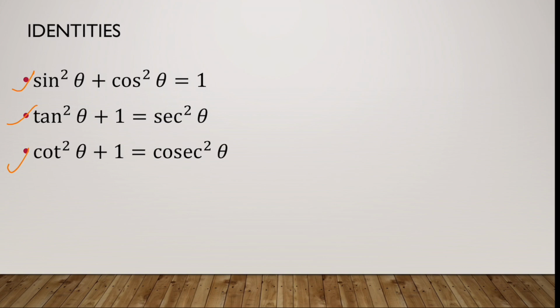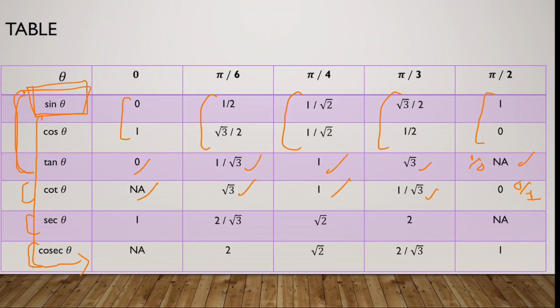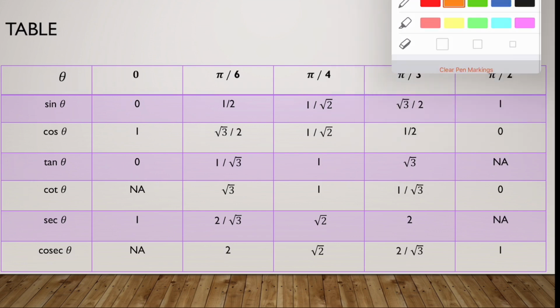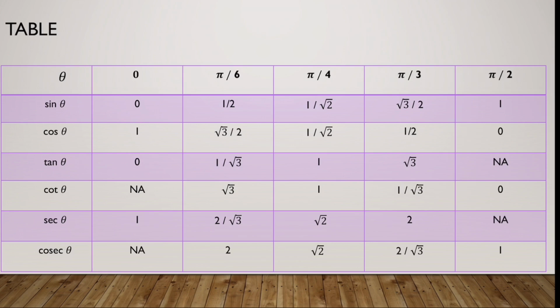So, if you ask me, there is no particular way in which you can remember them. Although, if you move back to the last slide, you can relate them in this way. I'm going to clear the pen markings. You have sine square theta plus cos square theta, which is 1. And once you get the first two pairs, you skip one. Tan square theta plus 1 is sec square theta. Cot square theta plus 1 is cosec square theta.